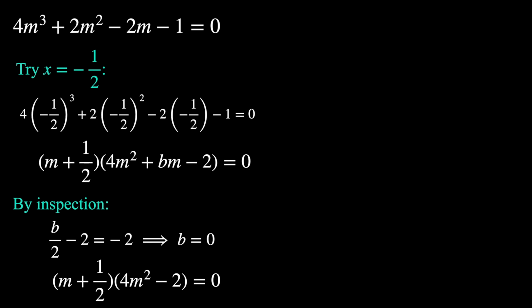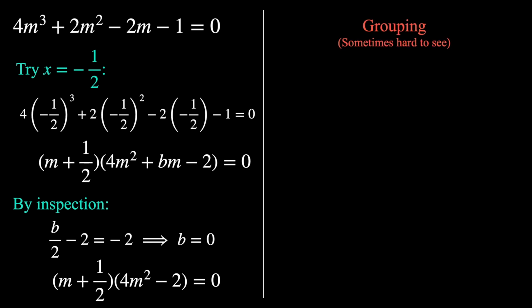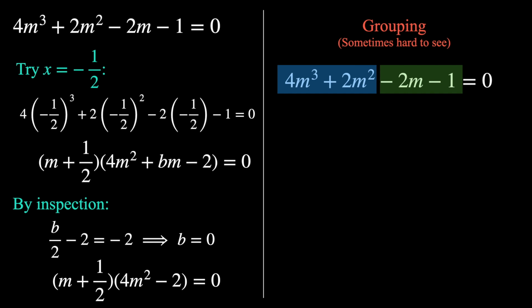Now if you're not happy with that approach, there is another method you can try. It's called grouping. This is just sometimes hard to see. So looking at this cubic, grouping asks you to look for factors that you can factor out of pairs of terms to find a common factor. So if we look at these two pairs of terms, can you see something you can factor out to give you a common factor? So yeah, again, this is just kind of something you have to do by inspection.